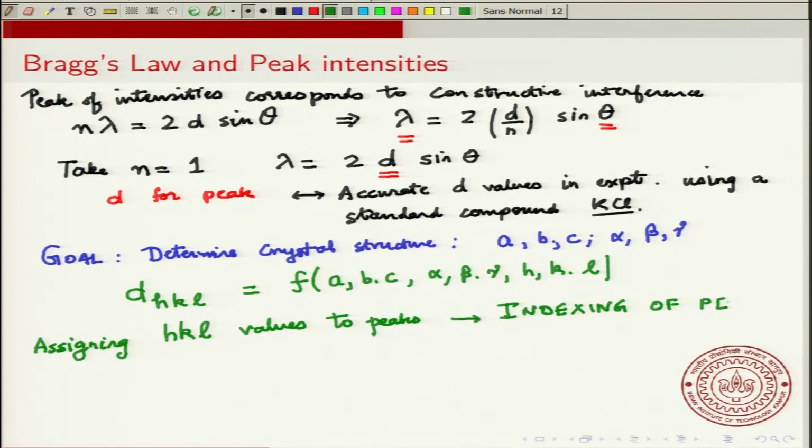So, once you know a, b, c, α, β, γ, then you can easily assign these hkl values to the peaks. But if you do not know a, b, c, α, β, γ, then in general it is very difficult. Okay. Now, we'll see some simple cases where this can be done. So, obviously, the simple case, let us say if you have a cubic or let us say you have an orthogonal system.